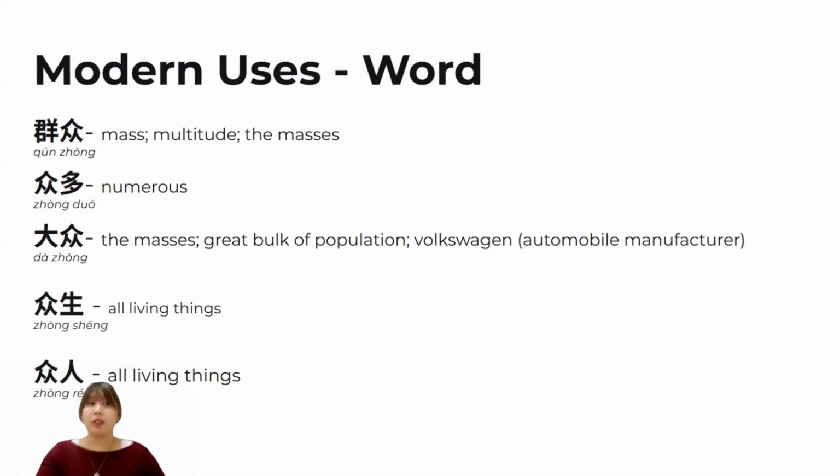Now going back to the modern usages. It's always been used for crowd or the masses. Our first one is 众种, which means mass multitude. Second one we have is 众多, which means numerous. We have 大众, which means the masses or the great bulk of the population. It could also mean Volkswagen, an automobile manufacturer well known in the West. We then have 众生, which means all living things, and then 众人, which means many people.